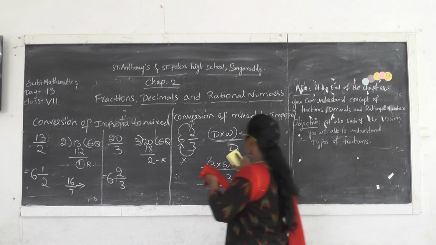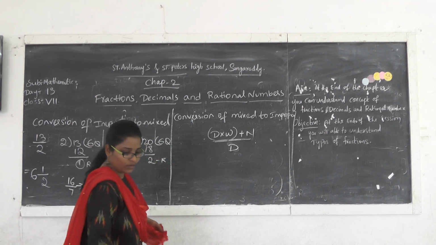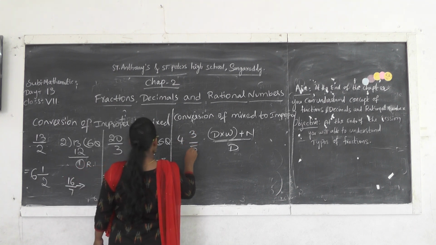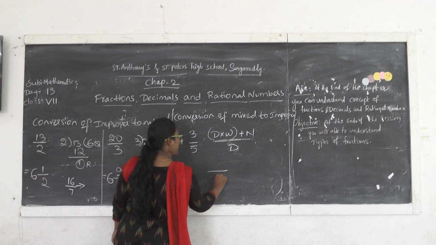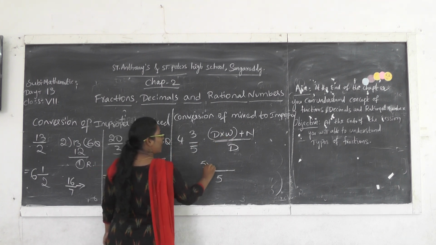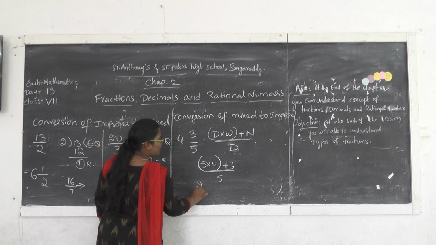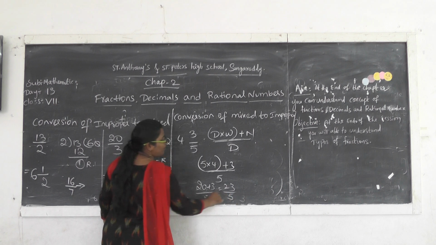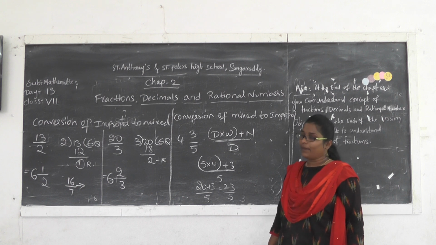So let me take one more example here. 4 3 by 5. Let me take the 5 first. Write 5 as it is. Denominator into whole part: 5 into 4. This should be added to the numerator, that is 3. 5 fours are 20 plus 3 by 5. 20 plus 3 is nothing but 23 by 5. So in this way we convert a mixed fraction into an improper fraction.